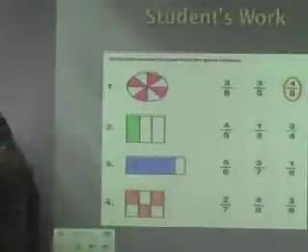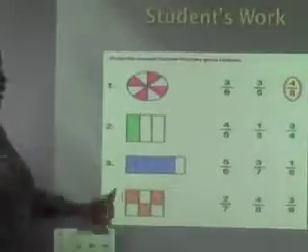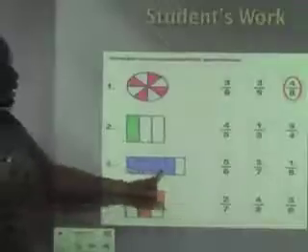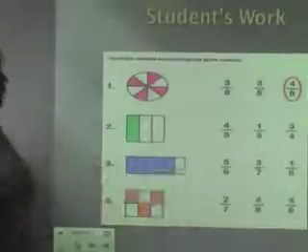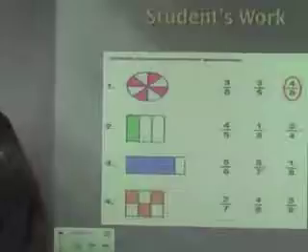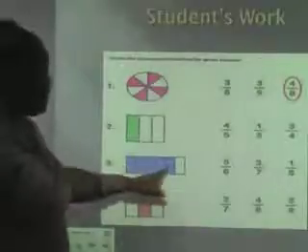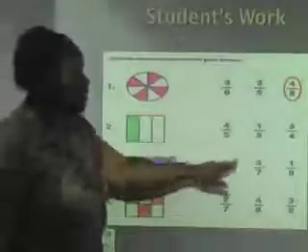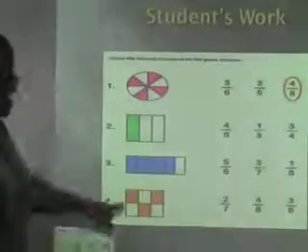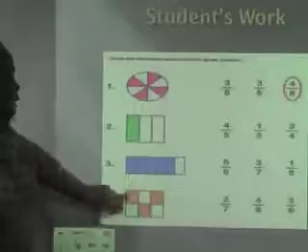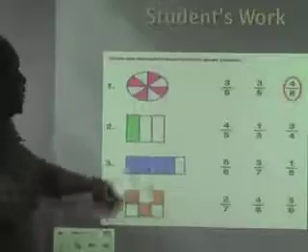Okay, let's go to number 3. How many parts do we have? 1, 2, 3, 4, 5, 6. And how many do we have shaded in? 1, 2, 3, 4, 5. Yes, you should have circled 5/6. And so on the last one, we have 6 parts. And how many do we have shaded in? 3. So you should have 3/6.